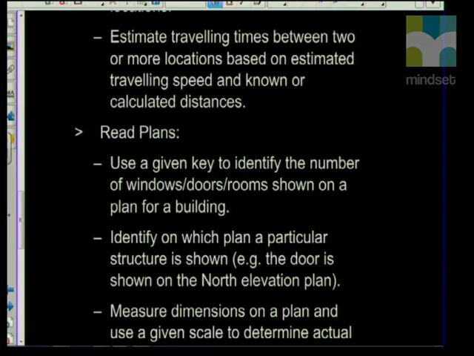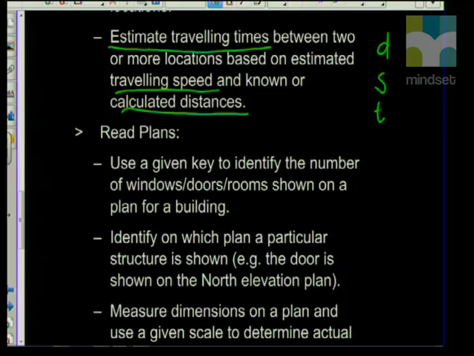You also need to be able to estimate travelling times between two or more locations based on estimated travelling speed and also known or calculated distances. So if you've been given two of distance, speed or time, you should be able to find the third, and we'll look at an example of that shortly.